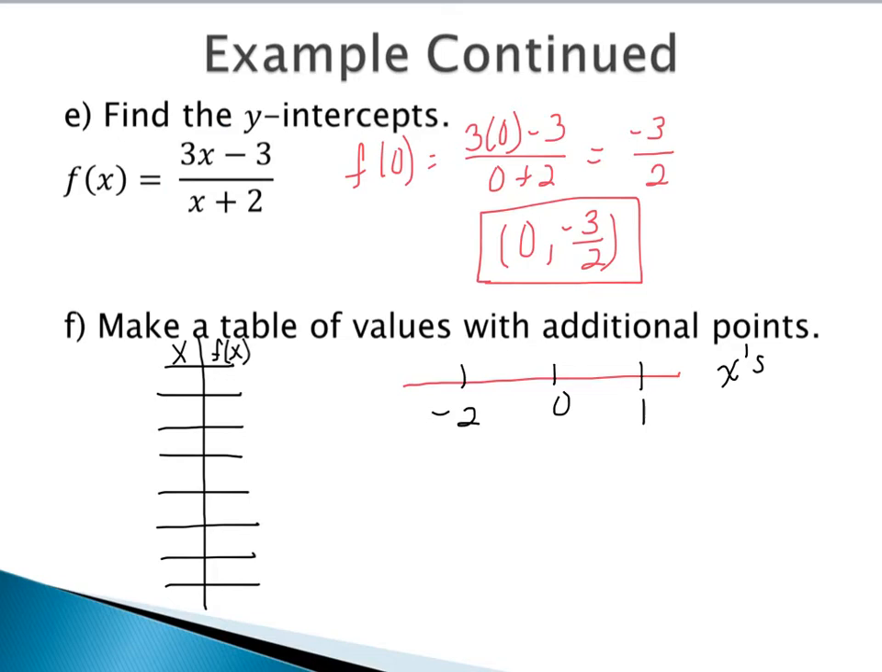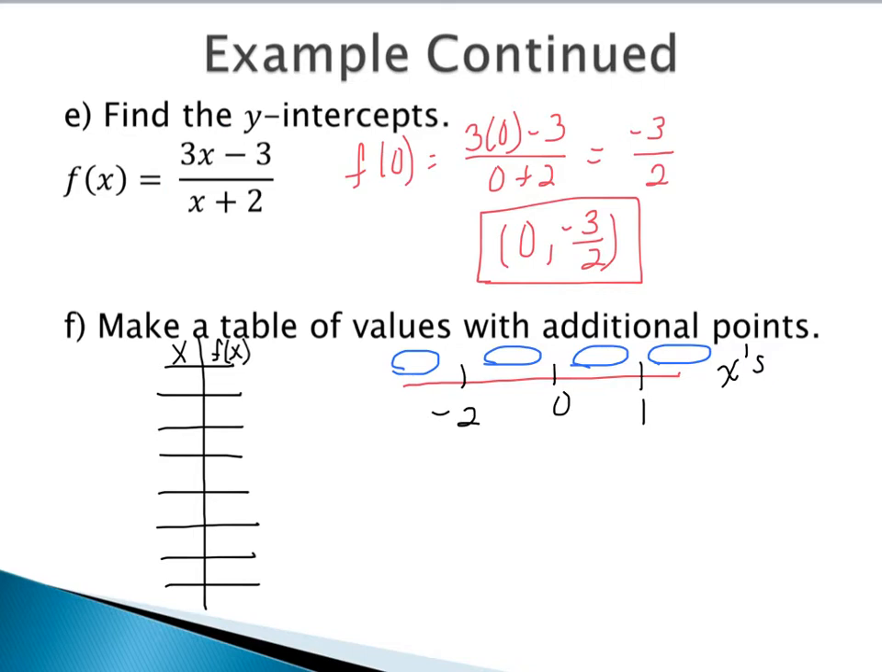We want to try to find values that fall really to the left of -2, between -2 and 0, between 0 and 1, and then to the right of 1. Your vertical asymptote always separates the graph. Remember, with your vertical asymptotes, a graph can never cross a vertical asymptote. So if you have one vertical asymptote, like we have here, we're going to have at least 2 pieces to our graph. If you had 2 vertical asymptotes, you would have 3 pieces. So we need to make sure to find enough points that we get a comprehensive graph.